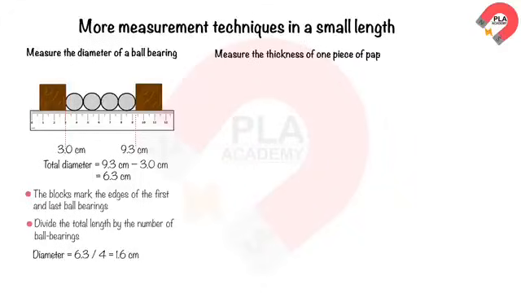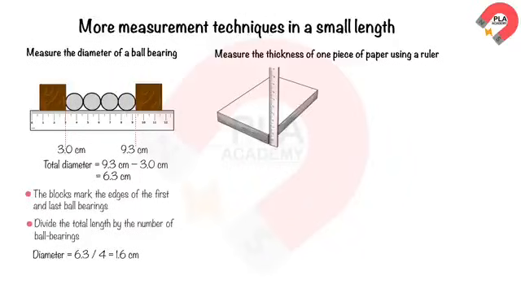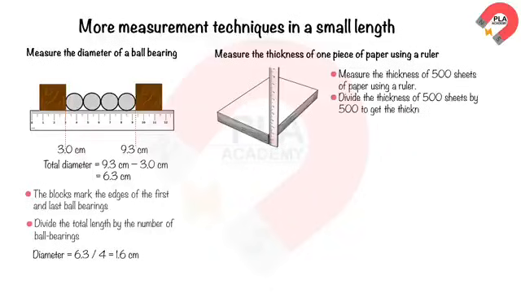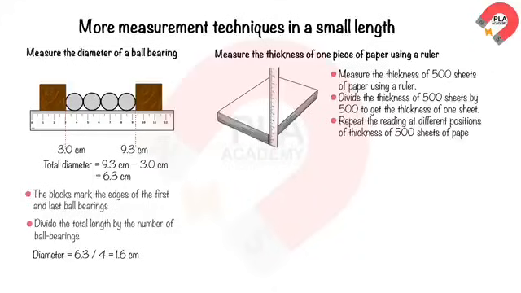Measure the thickness of one paper using a ruler. Measure the thickness of 500 sheets of paper using a ruler. Divide the thickness of 500 sheets by 500 to get the thickness of one sheet. Repeat the reading at different positions of the 500 sheets of paper and find the average.